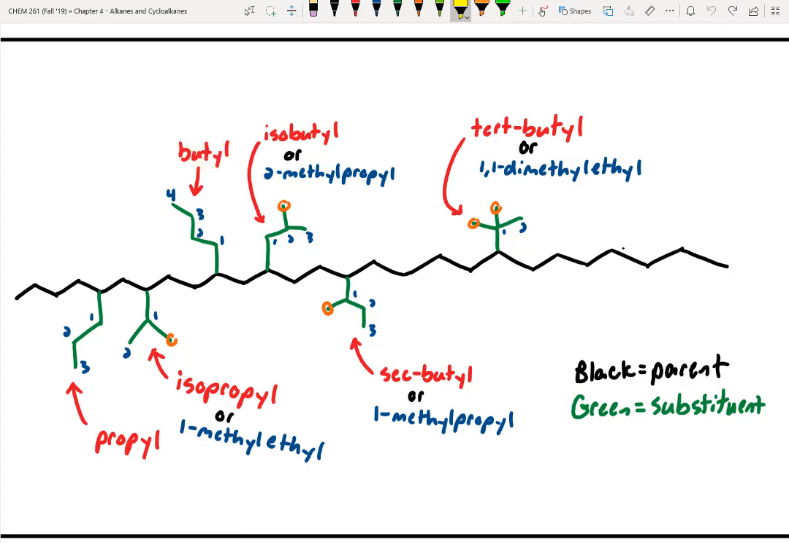All right, sec-butyl is a little bit weird. Instead of being branched at the end, it's actually branched closer to the parent. So we have to account for that by saying this is sec-butyl. And then tert-butyl looks like what I call a duck foot. So it's got the 3 prongs coming off.